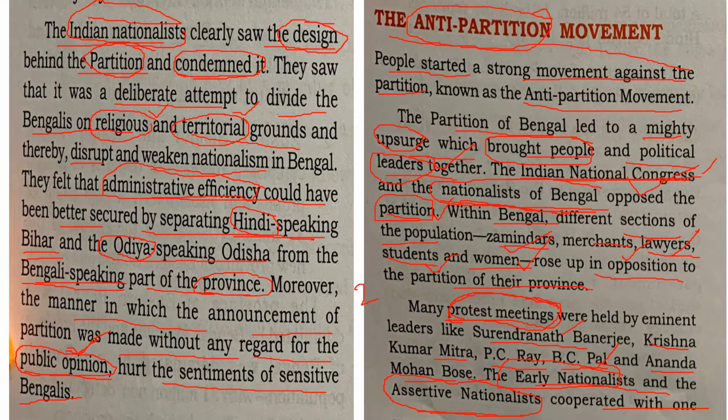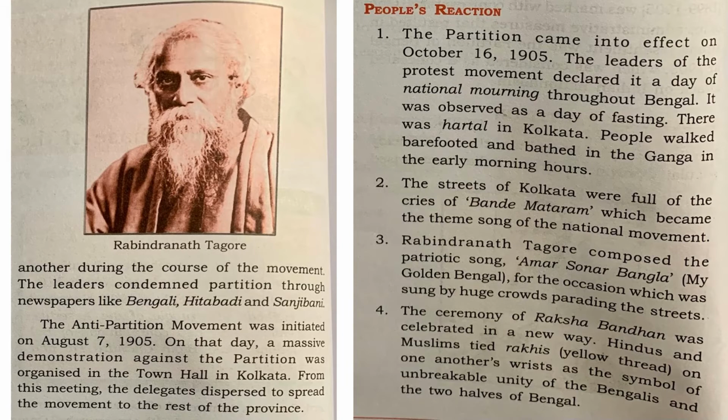If you want an example of early nationalists, Surendranath Banerjee. If you want an example of assertive nationalists, Bipin Chandra Pal. Under these leaders, people organized protest meetings throughout Bengal. Both early nationalists and assertive nationalists came together during the course of the movement. With reference to the anti-partition movement, both the assertives and the early nationalists, who were divided on various issues within Congress, got unified. On this issue, they came together.